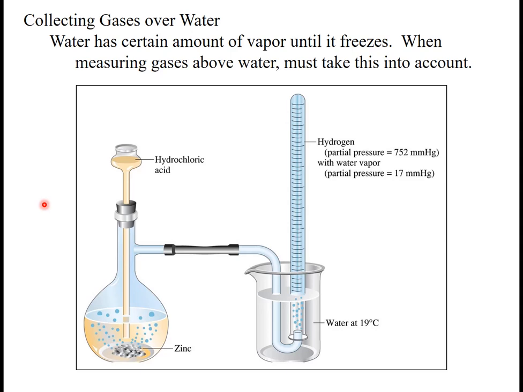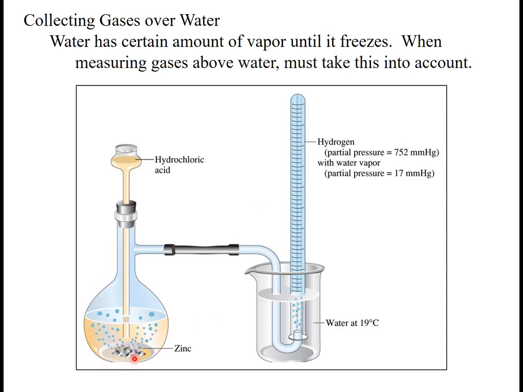The second part of partial pressures has to do with a lot of experiments of collecting gas over water. All water has a certain amount of vapor pressure until it freezes. A tube with markings of volume is a very common way of measuring the volume of gas that's produced. So you do an experiment over here.